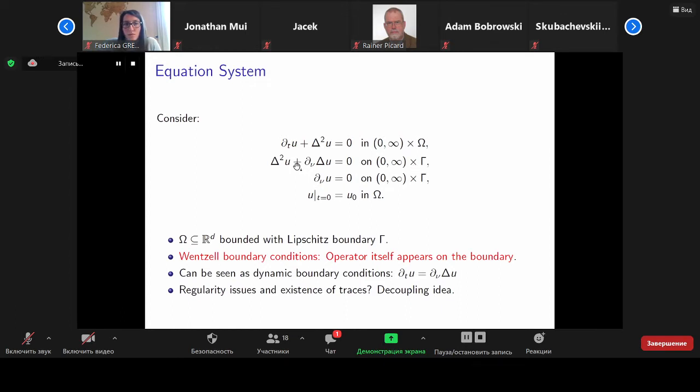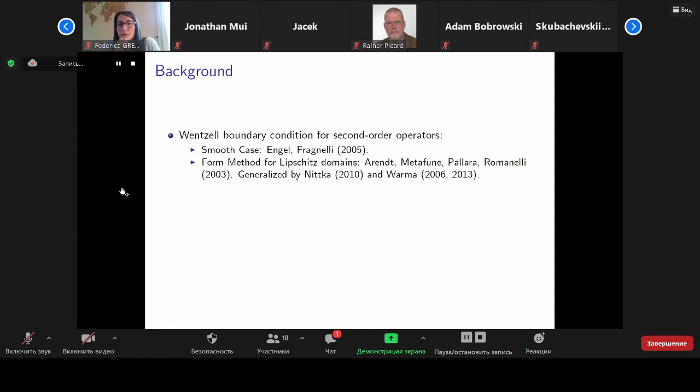Before I go into details, I would like to give some background about what has been done before on these conditions. Of course, there are many more papers, but I would just like to point out a few. Much has been done for Wentzell boundary conditions for second order operators and just the Laplacian. The smooth case, working on C-infinity domains and the space of continuous functions, was introduced in a paper by Engel and Fragnelli from 2005. And what's a little bit closer to what we are doing is that methods have been applied for Lipschitz domains for the Laplacian in a paper of 2003 by Arendt, Metafune, Pallara, and Romanelli, where they showed using Beurling-Deny criteria that there is some holomorphy on the LP scale. And then later this approach was generalized by Nittka and Warma. For example, they also obtained Hölder continuous solutions.